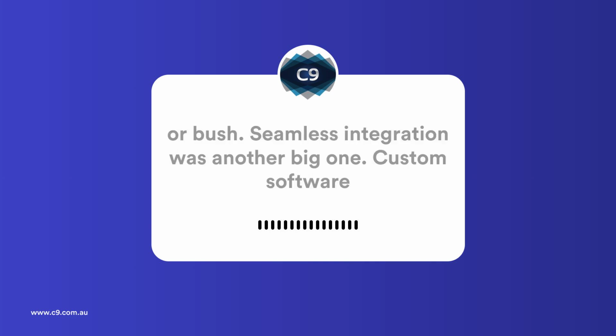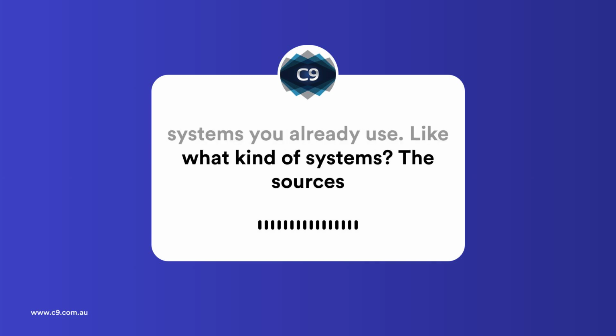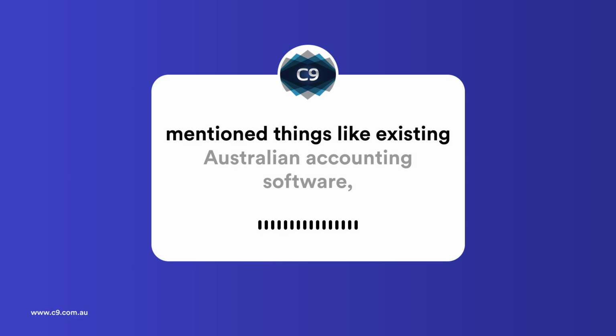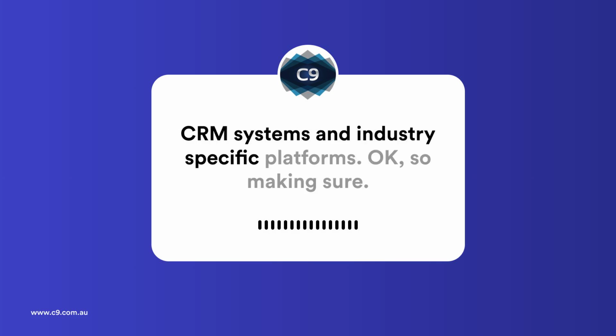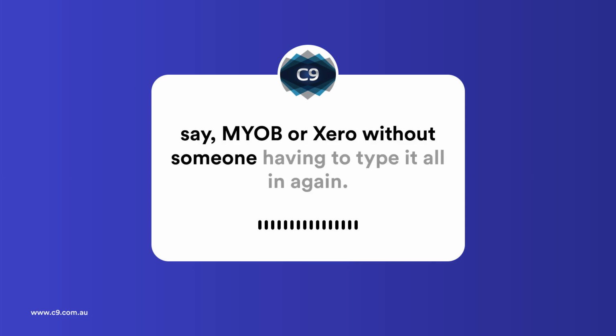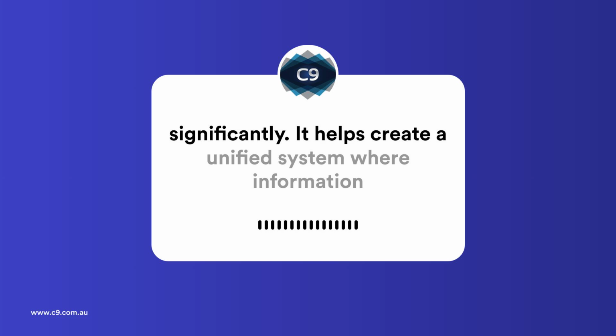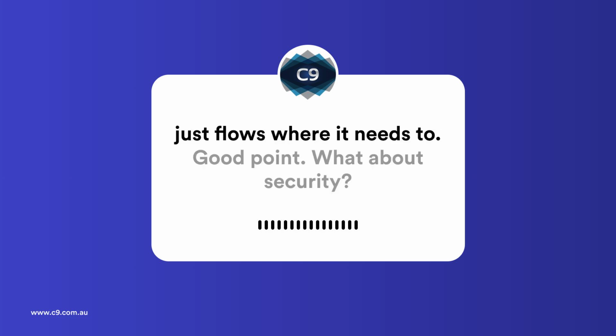Seamless integration was another big one. Custom software can be designed from the start to talk nicely with the other systems you already use. Like what kind of systems? The sources mention things like existing Australian accounting software, CRM systems, and industry-specific platforms. Okay, so making sure your new operational software can automatically feed data into, say, MYOB or Xero without someone having to type it all in again. Exactly. That's a massive time saver, and it cuts down on errors significantly. It helps create a unified system where information just flows where it needs to.